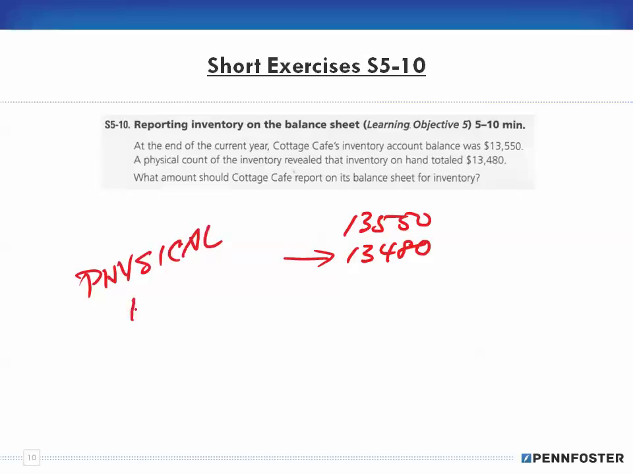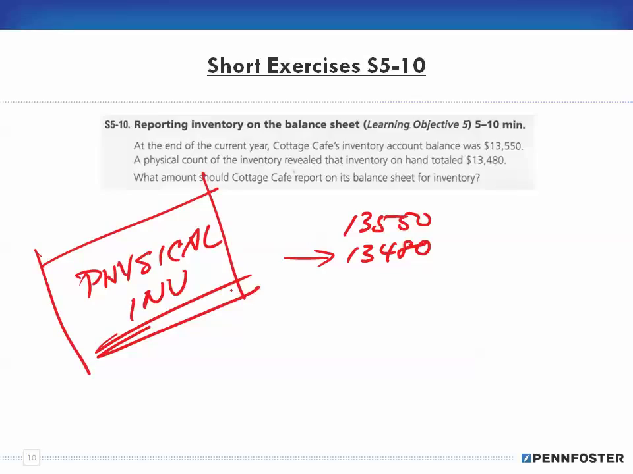Physical inventory. You always adjust to your physical inventory. That is what is written in stone. At the end of an accounting period, you're going to take a physical inventory. If your physical inventory is 13,480, that's what needs to be shown on your books. It's the basis, because if you don't adjust to your physical inventory, then you could be inflating your inventory or deflating it, which means you're expensing too much.